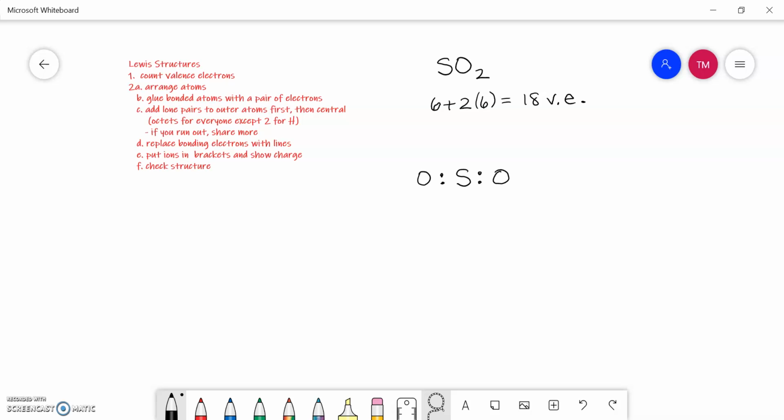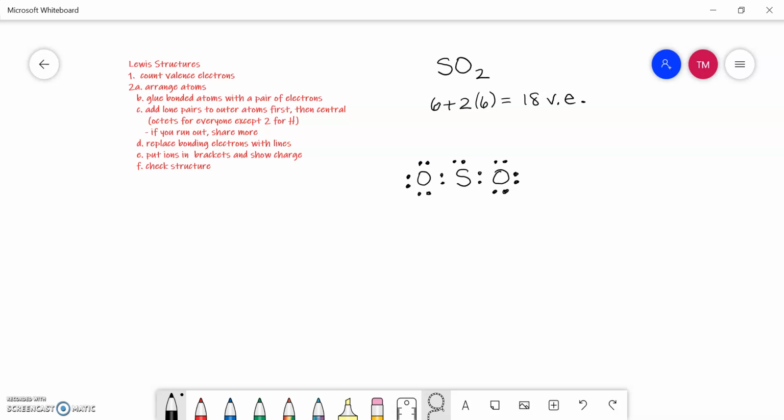Now here's the first case where it kind of matters. We do want to start adding lone pairs to the outer atoms first. So that means the oxygens. So we've had 2, 4. We'll start with this one, 6, 8, 10. That gave that oxygen 8, so we're going to move on to the other oxygen. 12, 14, 16. Okay, now both oxygens have 8. We've used 16. We get 2 more, and so we'll go ahead and put those now on the sulfur. Okay, but count, we've used 18 valence electrons.